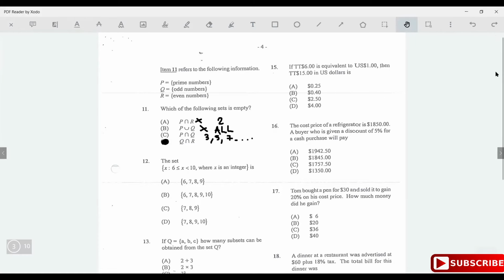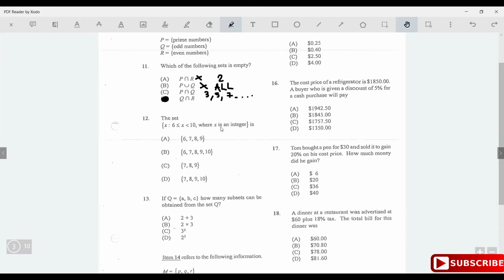So that's question 11. Question 12, it says, which of the following represents this set right here, where x is such that x is greater than or equal to 6 but less than 10, and x is an integer. So 6 is included, but 10 is not included. So since 10 is not included, it's going to be 6, 7, 8, and 9, which is option A. Nice and easy.